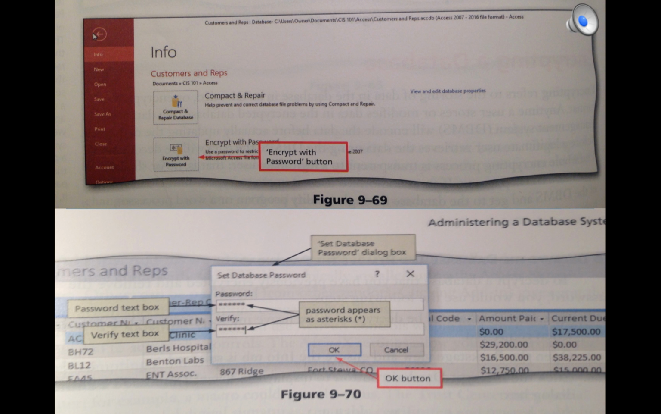Taking a quick look at Module 9, you can see here on figures 969 and 970 how Access allows users to simply encrypt databases with a password. The password is of your choice. It is also very simple for the user to unencrypt the database and to remove the password. This is a simple step that is essential for most databases and ensures the safety of private information within the file.